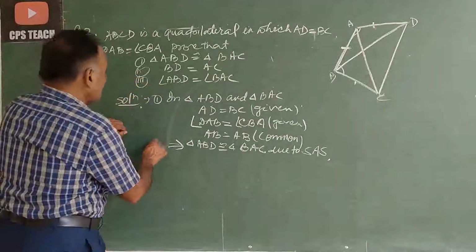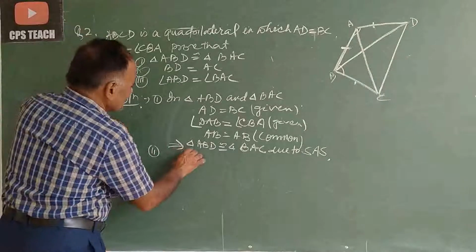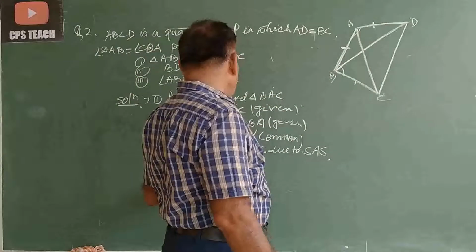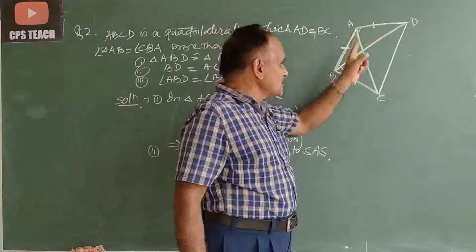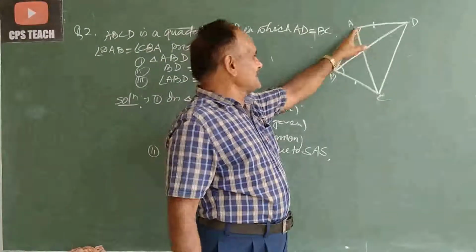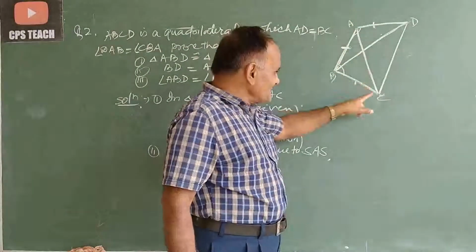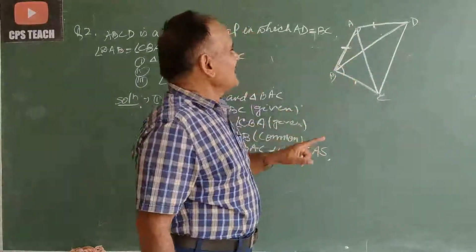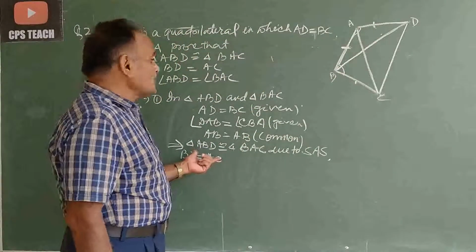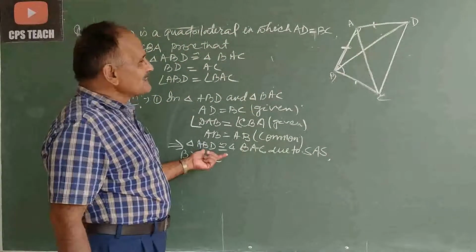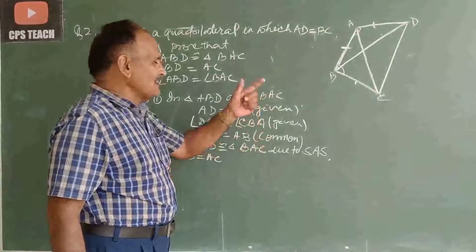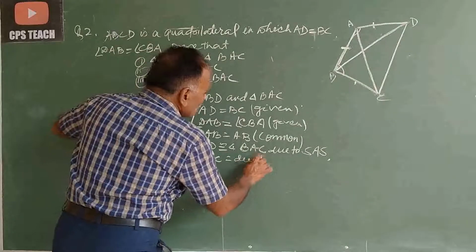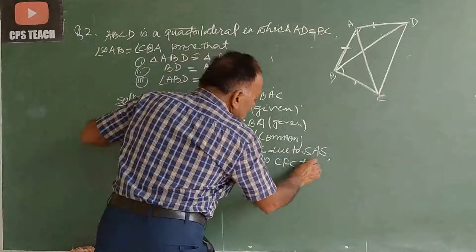Second, BD is equal to AC. See the figure, BD is equal to AC. BD is a line segment related to this triangle and AC is a line segment related to this triangle. And these two triangles are already congruent. BAD, ABD and BAC both are congruent. So BD is equal to AC due to CPCT. It is also proved.